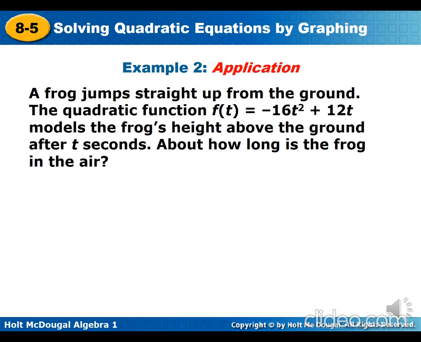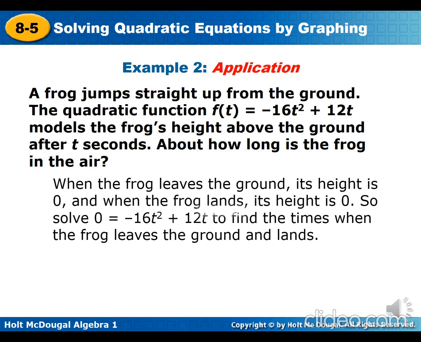Go to the next example, applications. Let's read the application together. A frog jumps straight up from the ground. The quadratic function f of t equals negative 16t squared plus 12t models the frog's height above the ground after t seconds. About how long is the frog in the air? In the air means from the ground to the ground. Okay? Let's start. What's the first step?